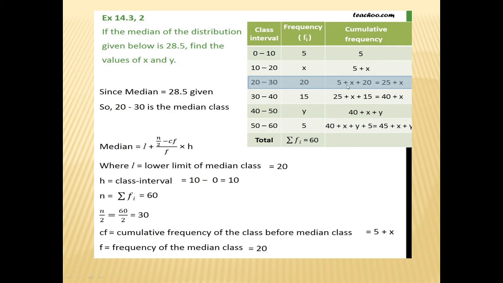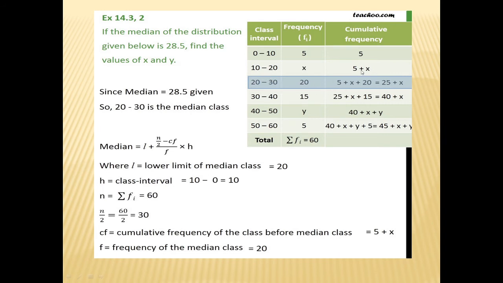Now we have the median 28.5. Where does this lie? The 28.5 lies only in this class interval, because it is between 20 and 30, 28.5 is there, no? So here the median lies. So this is called the median class.